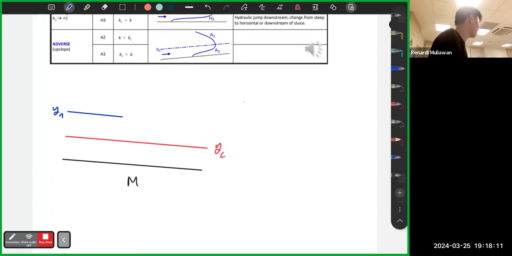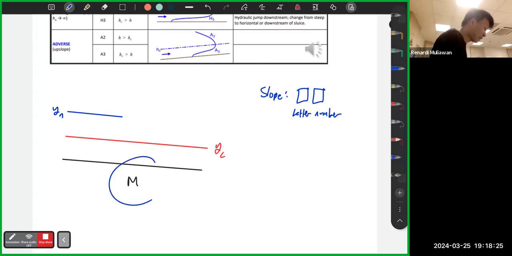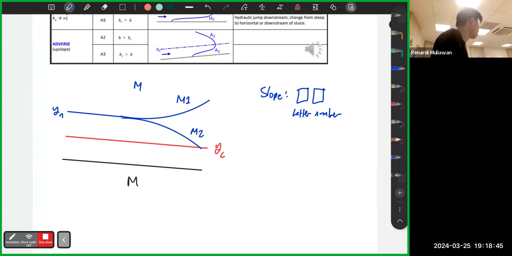Basically, for M1, the slope is characterized by one letter and one number. The letter indicates the slope where the curve happens. So if it happens in an M slope, then the curve will be M. It's that simple. The number indicates where the curve goes. If it goes above, this is M1. If it goes to the middle, it is M2. If it happens below, like this one, it is M3.